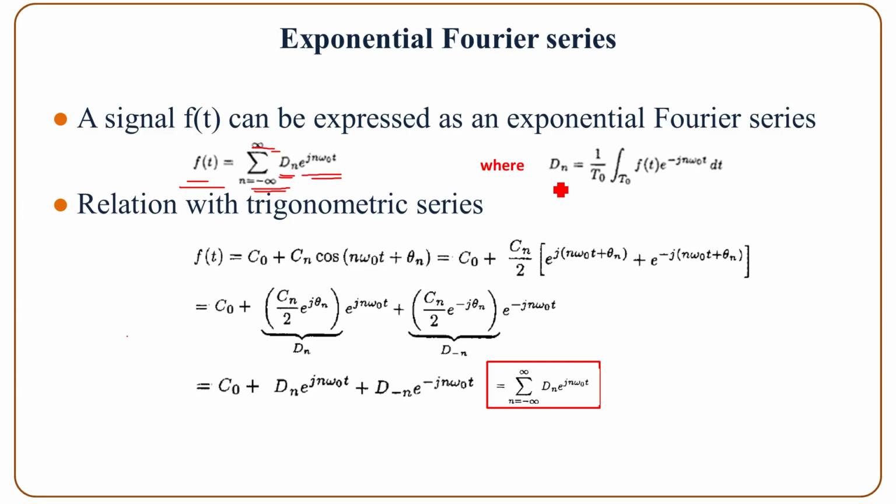And the coefficient dn is equal to 1 divided by t naught times the integral of the signal times e to the negative j n omega naught t dt, and the integral is within one period.